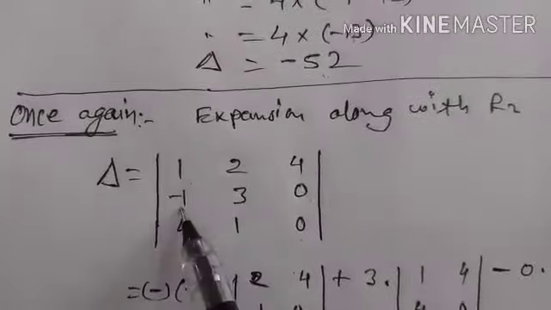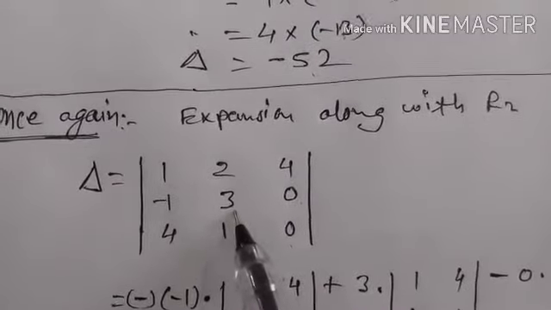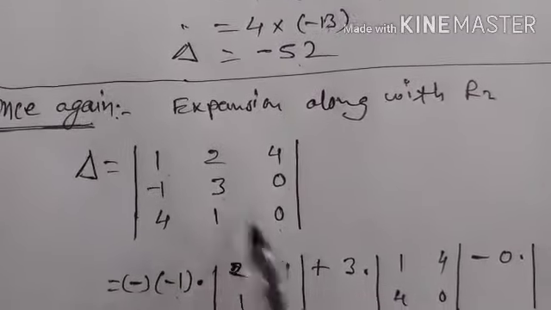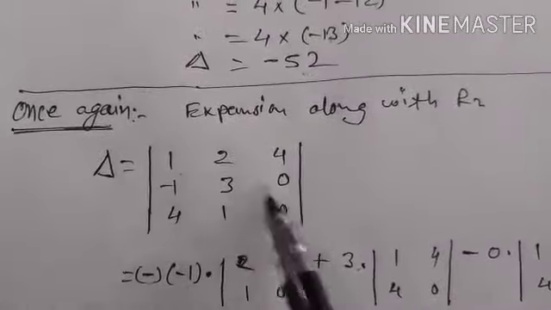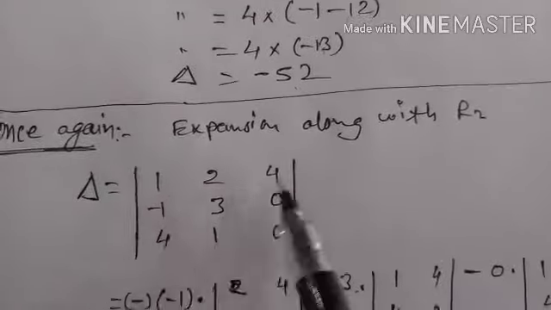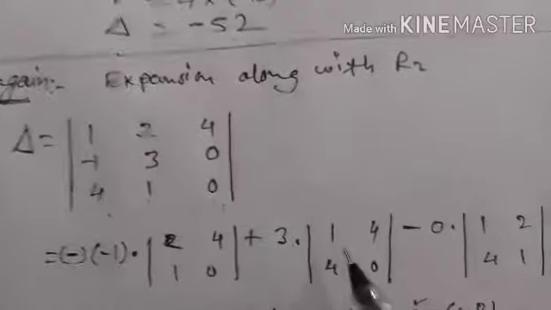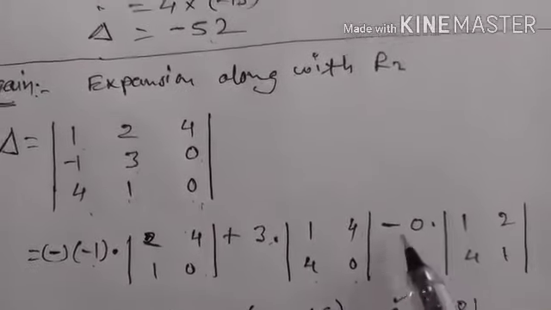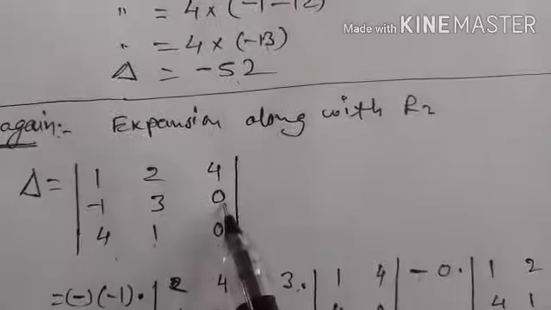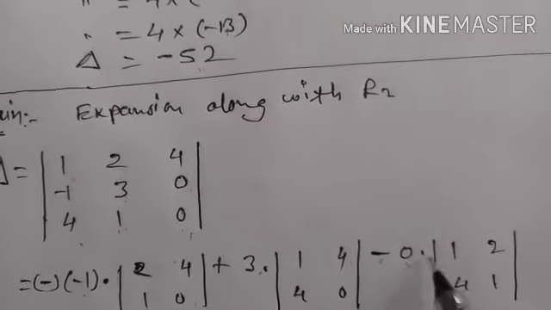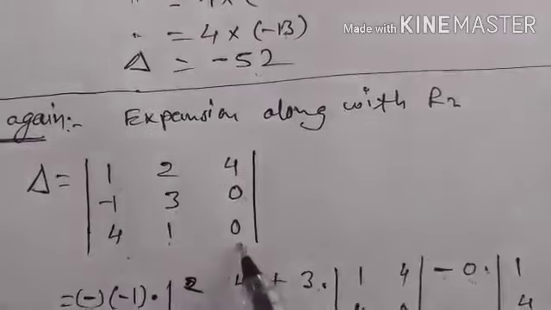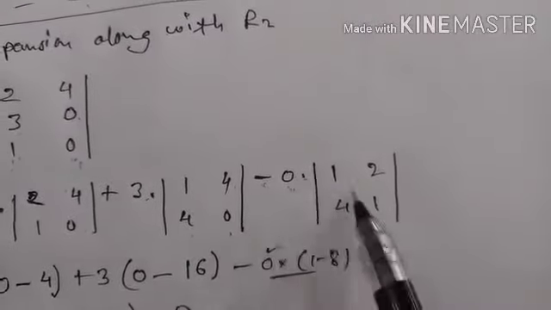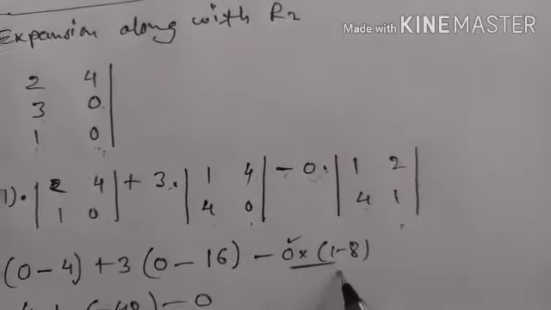So now this is the minus sign, after that the plus sign. With the plus sign the element is 3. Now 3 lives in the second row and second column, so the second row and second column are deleted, only the corner elements remain: 1 4 4 0. Last, the minus sign with element 0. 0 into this 2 by 2, so once again, the second row and third column are deleted, so only 1 2 and 4 1 remain, but it is multiplied with 0, so it will be 0.